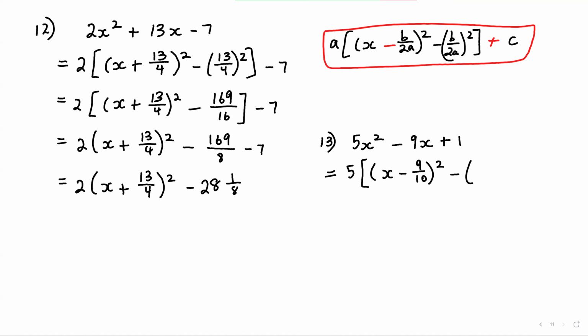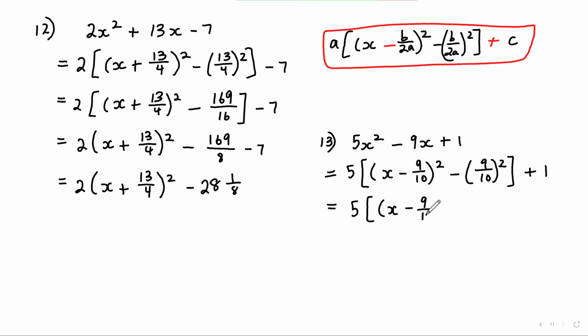Minus 9 over 10 again. Oh, minus 9 over 10, yes. Yeah, 9 over 10 squared, and then plus what? 1. Yes. All right, let's simplify. Well, let's work out 9 over 10 squared.